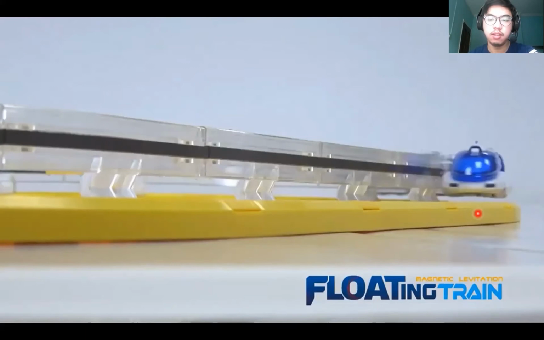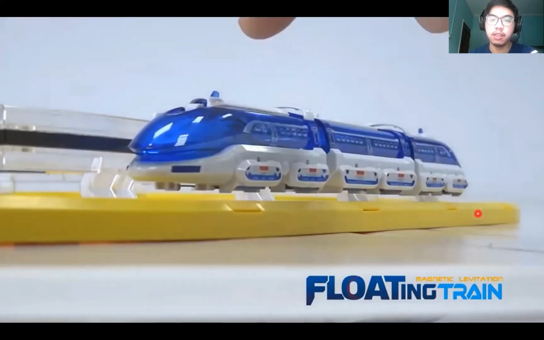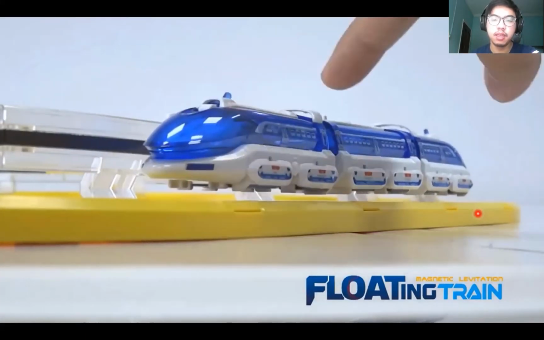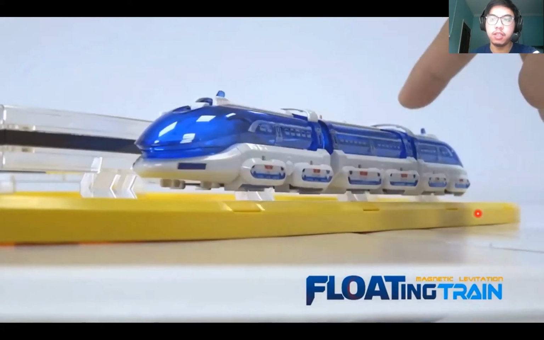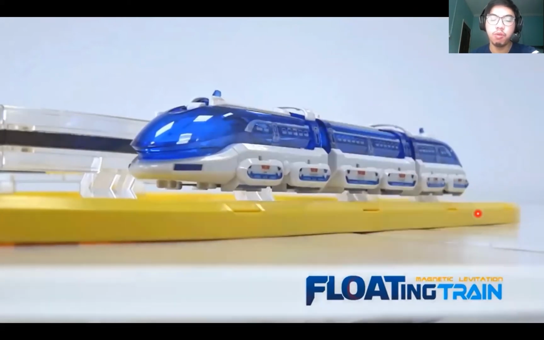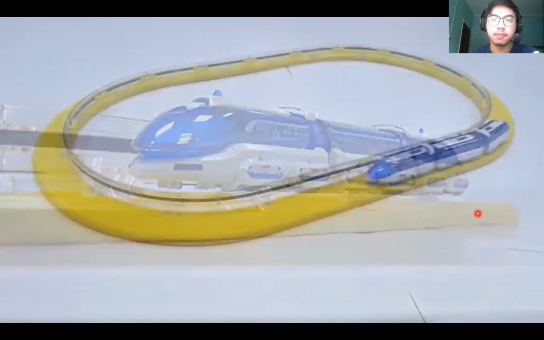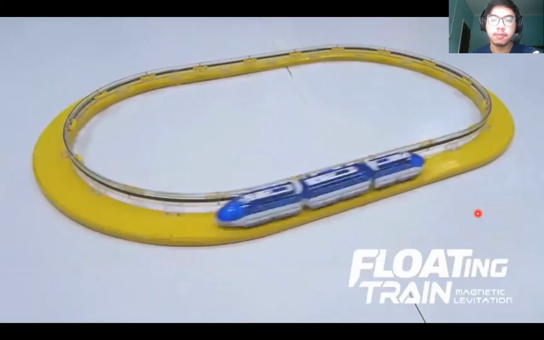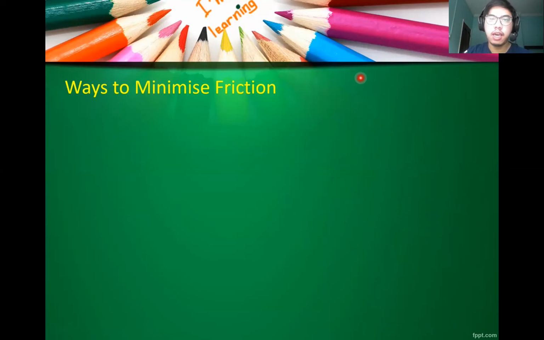So you can see it is actually floating, or in other words, it's levitating. And because it's floating or levitating, it can move quite fast. So friction can be quite hindering and it can be quite troublesome. Here are the ways in order to minimize friction.